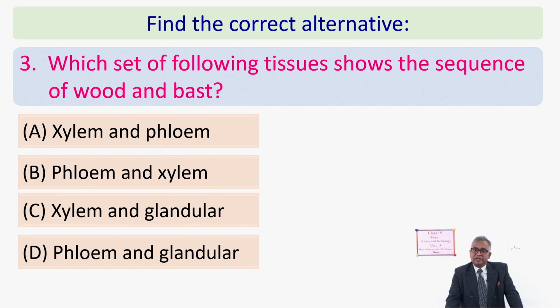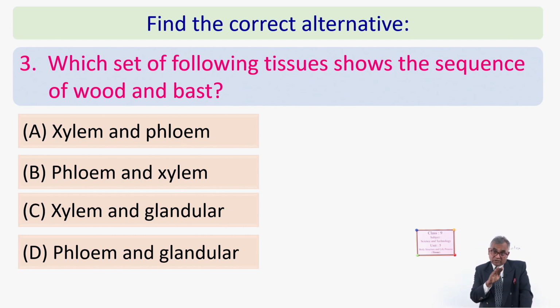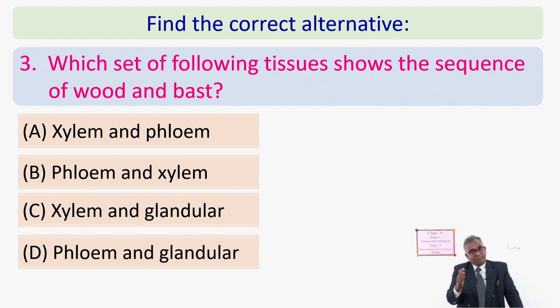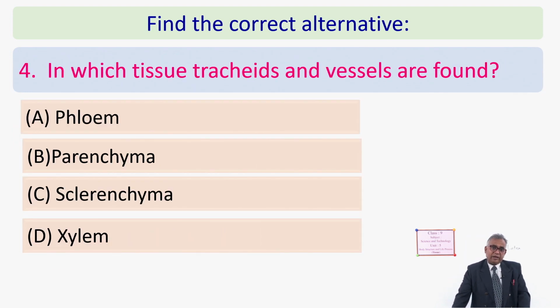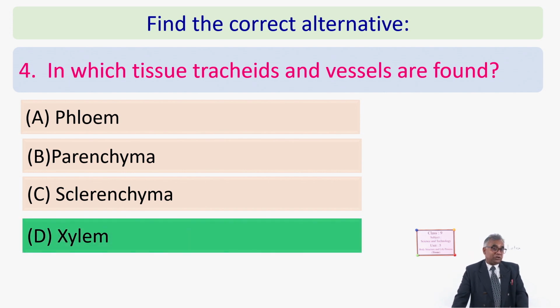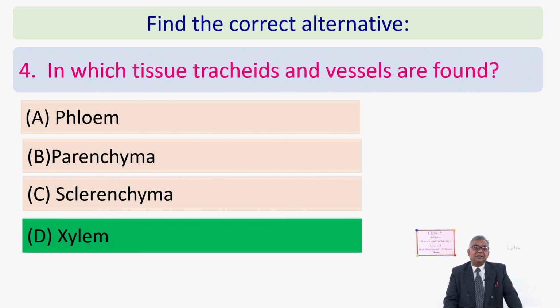Now the next, third one. Which set of following tissues shows the sequence of wood and bast? You have to find out the sequence order. At first wood is given and then bast. So find out, is it xylem and phloem, or phloem and xylem, or xylem and glandular, or phloem and glandular? Difficult, but not so difficult. It is xylem and phloem. Next one. In which tissue are tracheids and vessels found? Easily you can guess it. That is xylem. And you were told that they are dead also.